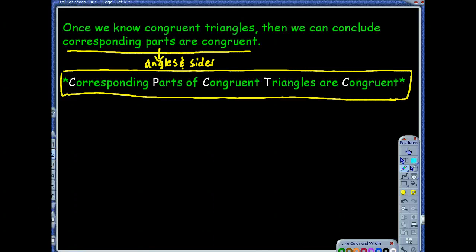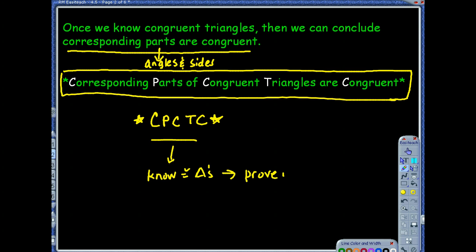Now, notice the first letter of each of them are in a different color. If I use this as a reason, we're going to use an acronym for it: CPCTC. This is going to be a popular reason. When are we going to use CPCTC? It's kind of a mouthful. It is. We're going to use it anytime we already know triangles are congruent and we want to talk about other parts of those triangles. Okay, so we know congruent triangles first, and then we'll use it to prove its parts.